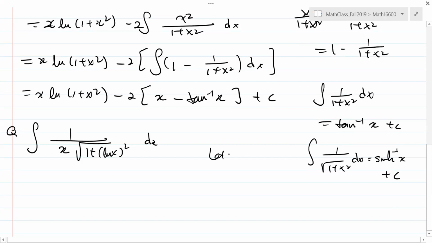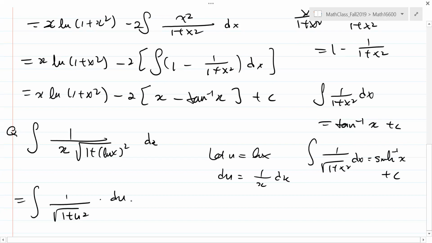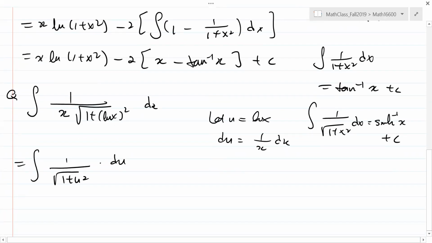Let u be natural log of x. So du equals 1 over x dx. Not too bad. So this is going to be just one substitution. That's the end of the story. Okay, dx over x is just du. And once you get this, you should know what the answer is.